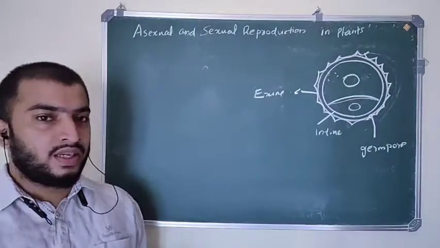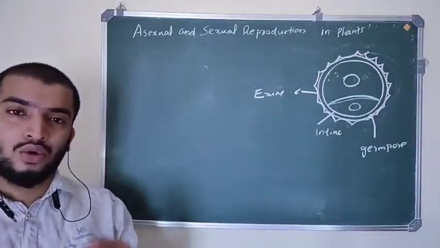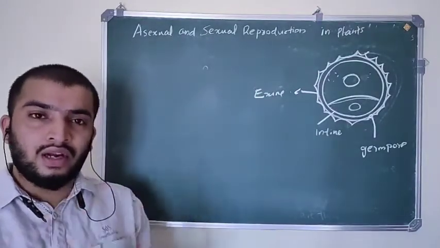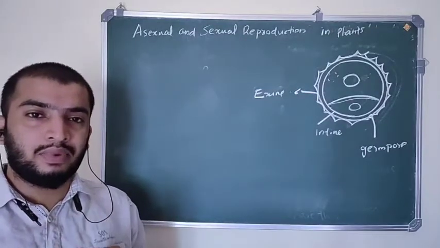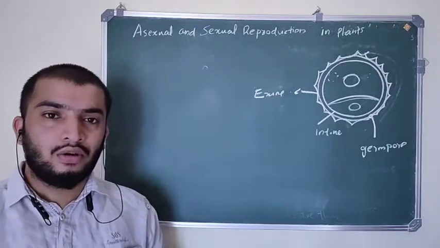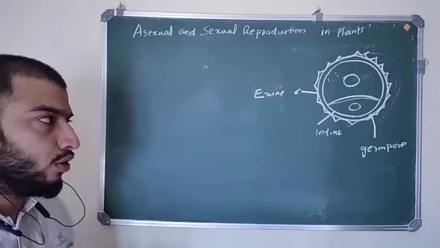So we were discussing the chapter Asexual and Sexual Reproduction in Plants. Last class we studied the anther and the different layers of the anther wall: epidermis, endothecium, middle layer, tapetum and their function. Today we are going to study pollen grains. How these pollen grains develop in the anther, you already know.